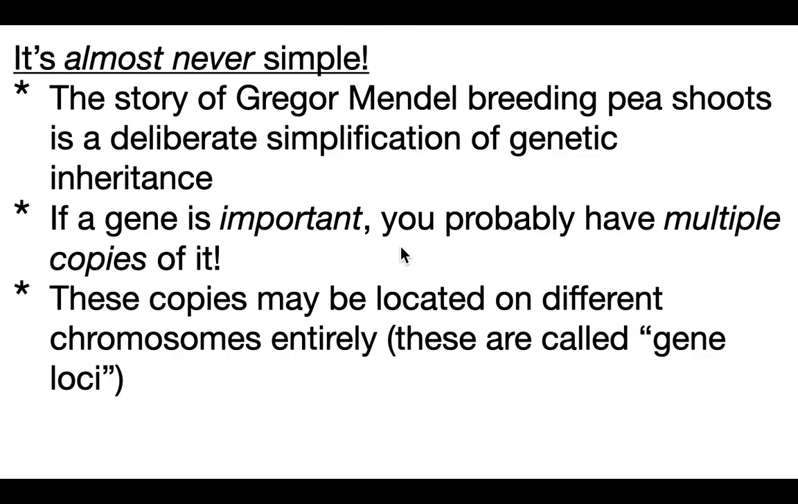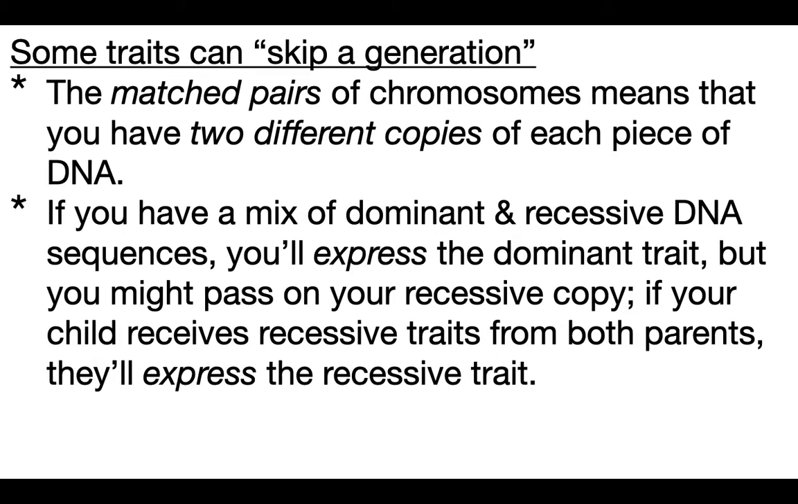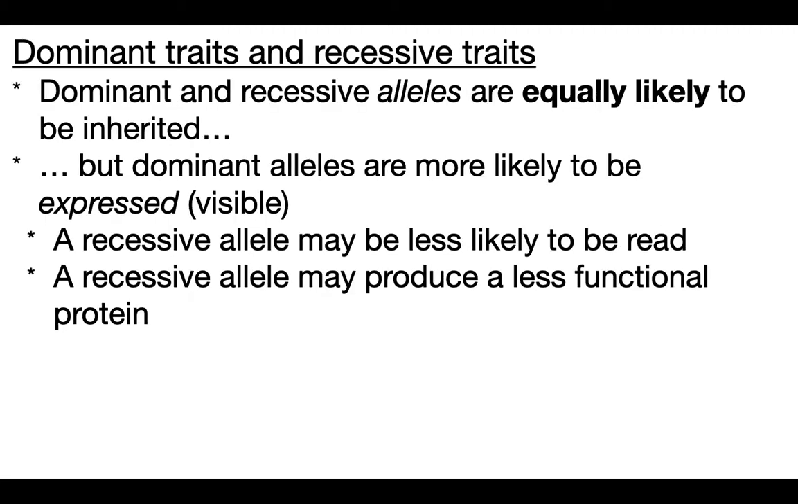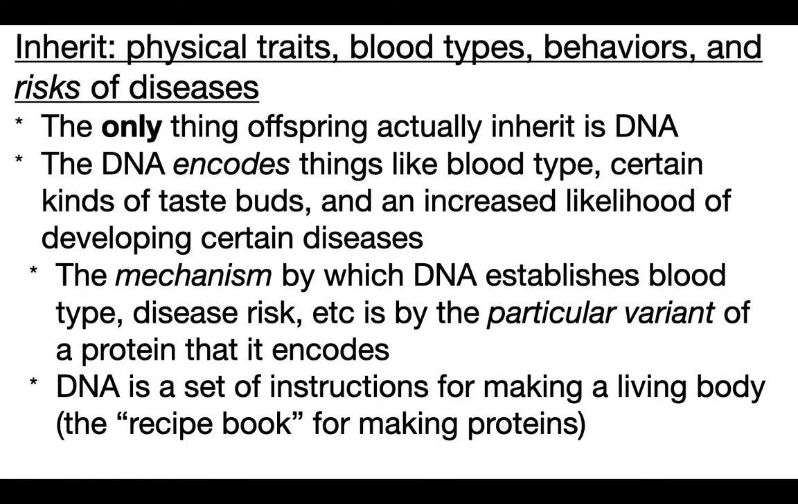So that polygenism is going to be a really important part of understanding why it's almost never this simple, and why, for example, trait skipping a generation is much more complicated than what you probably learned in 9th grade. Dominant and recessive traits are probably much more complicated than what you learned in 9th grade. And how we inherit things, especially things like risks for diseases or behaviors, is much, much more complicated than how you learned in 9th grade.